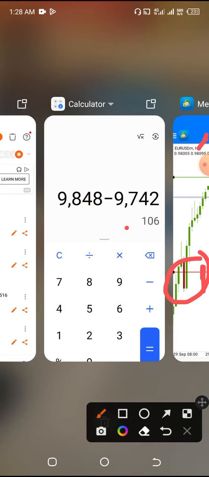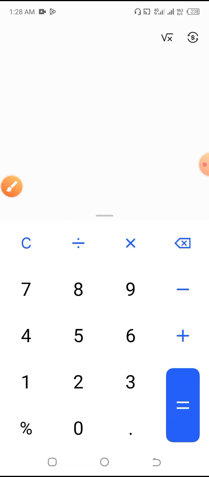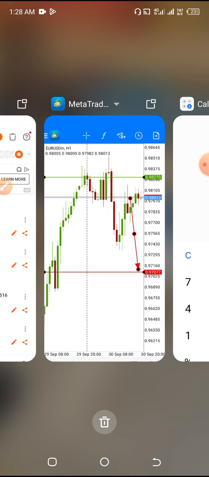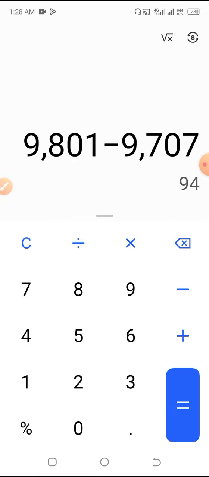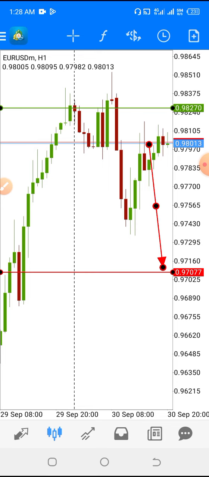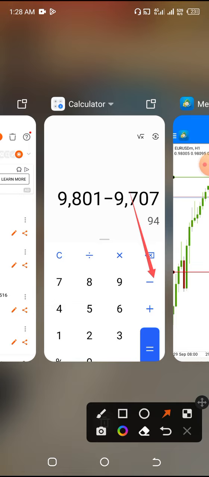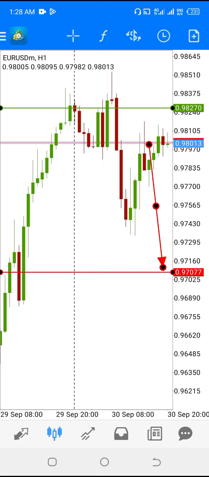9801, subtract. Take profit is 9707. So now our take profit has 94 pips. So if this trade goes well for us, we shall be making how much? 94 pips. Isn't it? Yes, 94 pips. We shall be making 94 pips if this trade goes well for us.